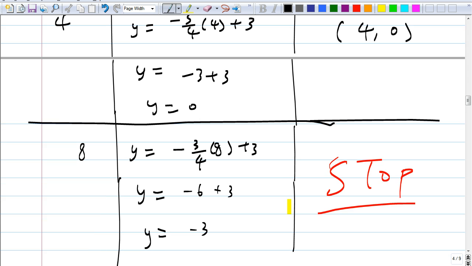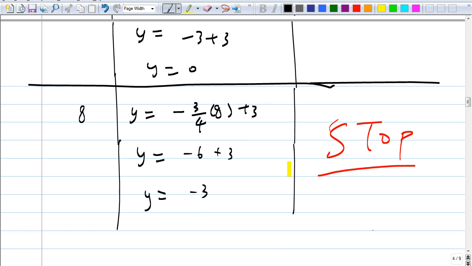Now, some of you ask this question. Guys, does this make sense? So you don't need to keep on going because it's still going to be negative. It's going to get bigger and bigger negative number as your y. Does that make sense?